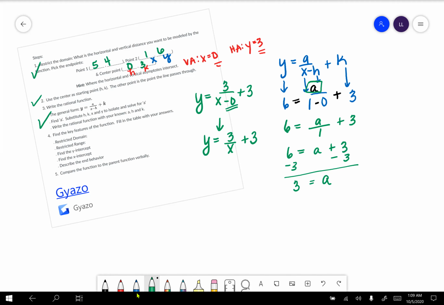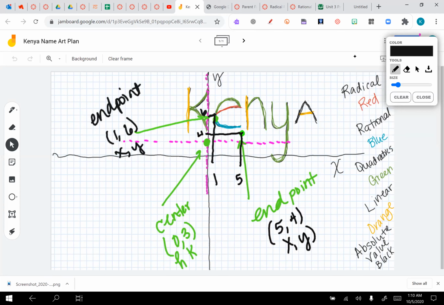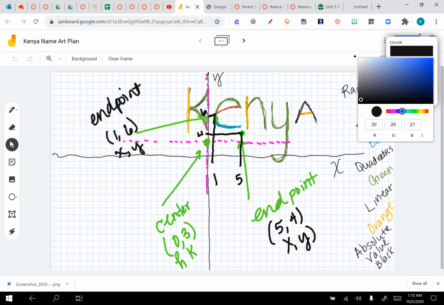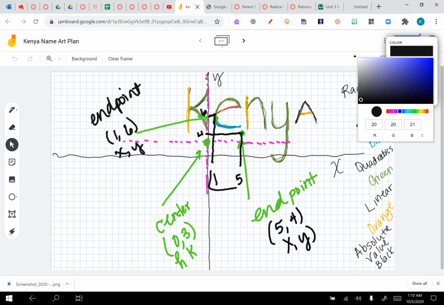Okay, so let's start with the restricted domain and range. As we mentioned before, the nice part about seeing it on a graph is you can see where your domain and range are restricted. And I'm going to do this in a bright blue. Here we go. So 1 to 5 here. So that's my domain, from 1 to 5.